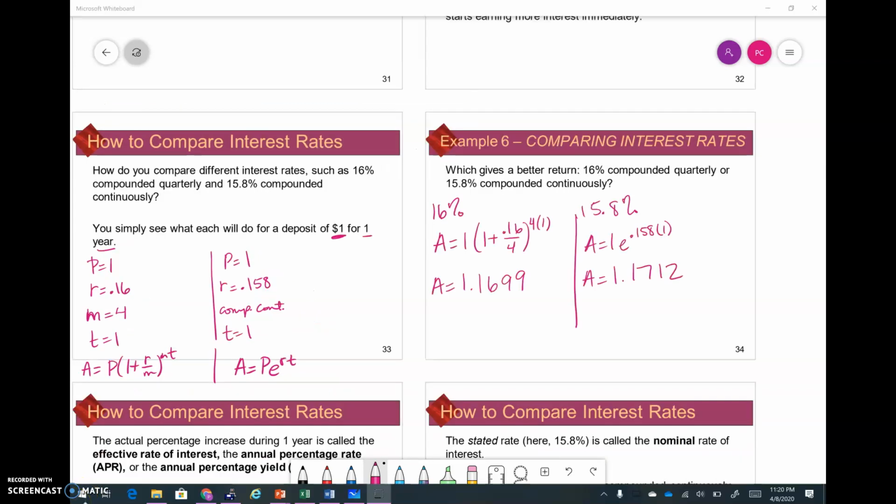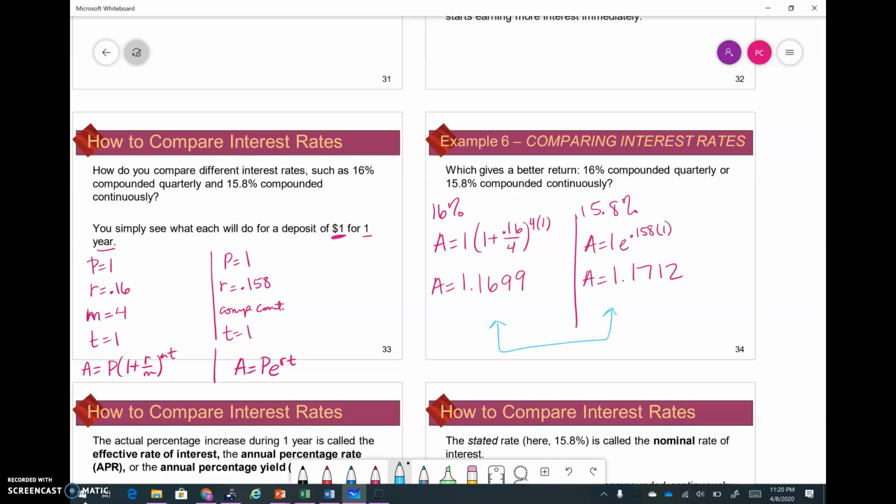All right, so our first account, the 16% compounded quarterly, would give us an amount of $1.17. Okay, but if you take the decimals out a little more, we got 1.1699. And your second account, that 15.8% compounded continuously, gives us 1.1712. There's not a huge difference between these two.